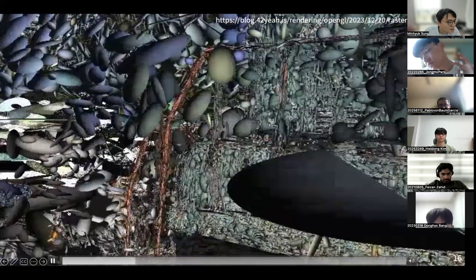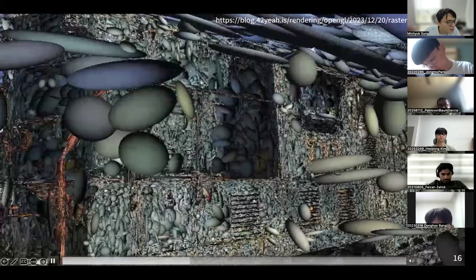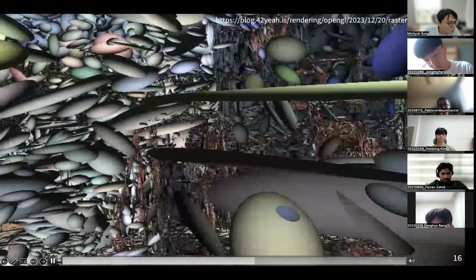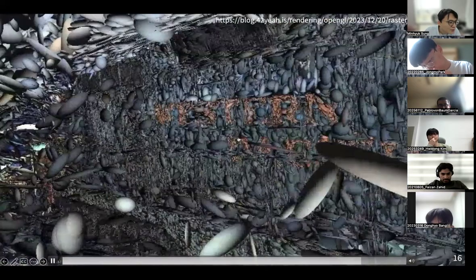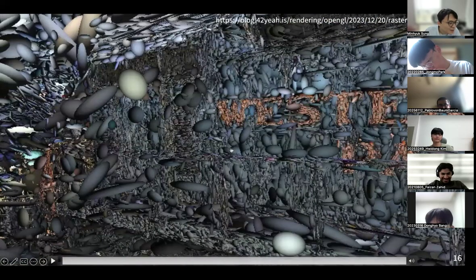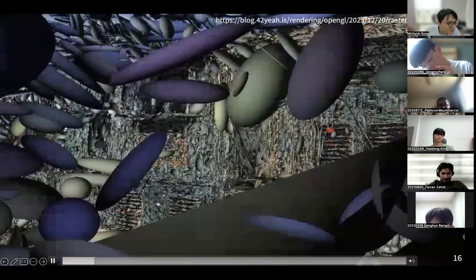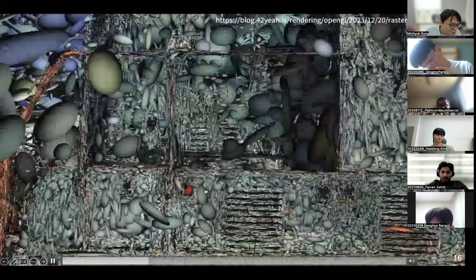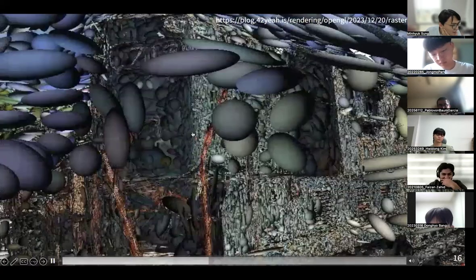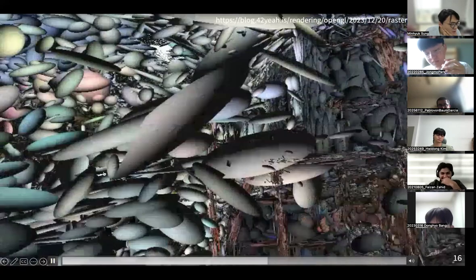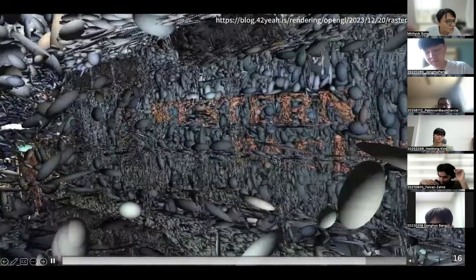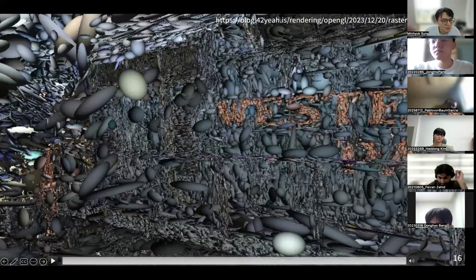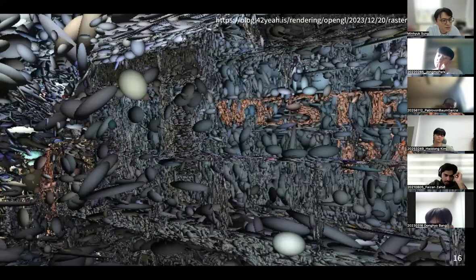You can see that there are the Gaussian blobs. And interestingly, most of the blobs are located on the surface of the objects. So you can roughly see the shape of the geometry of the objects in the scene, while there are also some floating blobs in the scene as well. Those represent the opacity and the color information.